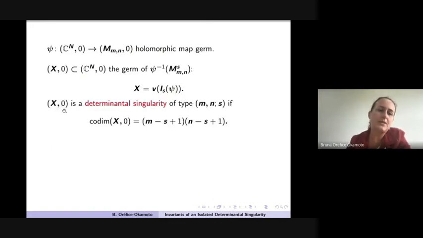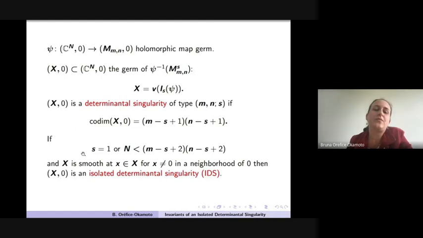Well, we say that such an X is a determinantal singularity of type m, n, s if it has the codimension equal to the codimension of the set I'm pulling back here, M_{m,n}^s. It's like it happens for analysis, right? I consider the inverse image of zero, where p is the dimension of the target, and this is the codimension of the target, and I assume that it has the same codimension to be a complete intersection. I don't know if it's clear.